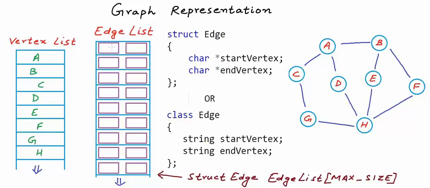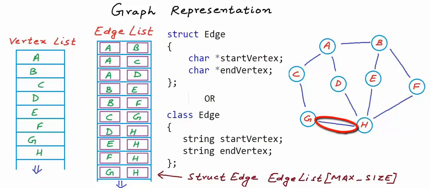We have 9 edges here, one between A and B, another between A and C, another between A and D, and then we have BE and BF. Instead of having BF as an entry, we could also have FB, but we just need one of them. And then we have CG, DH, EH, and FH. Actually, there's one more. We also have GH. We have 10 edges in total here and not 9.